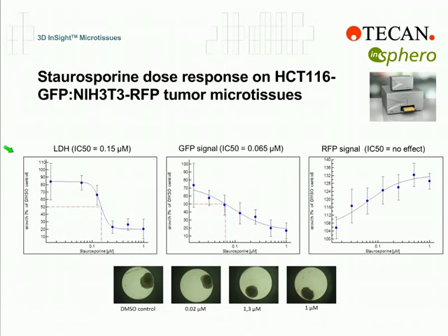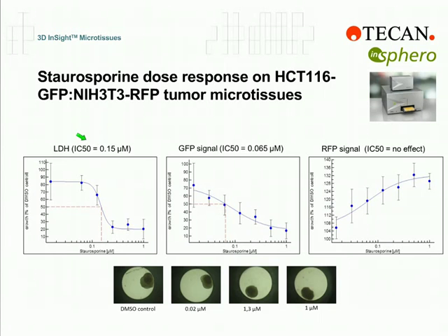So what we have done is we have compared the dose response using the green fluorescence channel, measuring the signal intensity of the GFP, measuring the signal intensity of RFP, which is reflecting the stroma compartment, and compare this to a classical LDH assay, which is reflecting the response of the overall tissue, including the cancer cells and the fibroblasts.